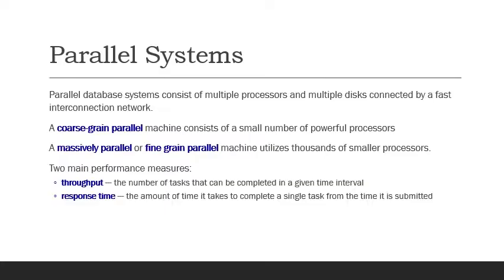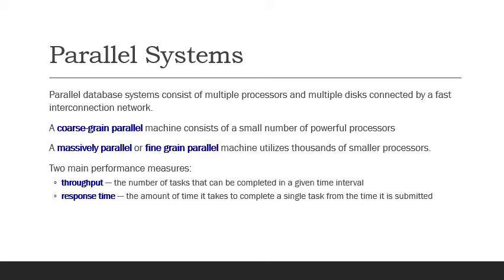Today we are continuing the topic Database System Architectures and we will discuss parallel systems and distributed systems architectures. Parallel database systems consist of multiple processes and multiple disks connected by a fast interconnection network. It improves processing and input-output speeds. In parallel processing, many operations are performed simultaneously, as opposed to serial processing in which the computational steps are performed sequentially.